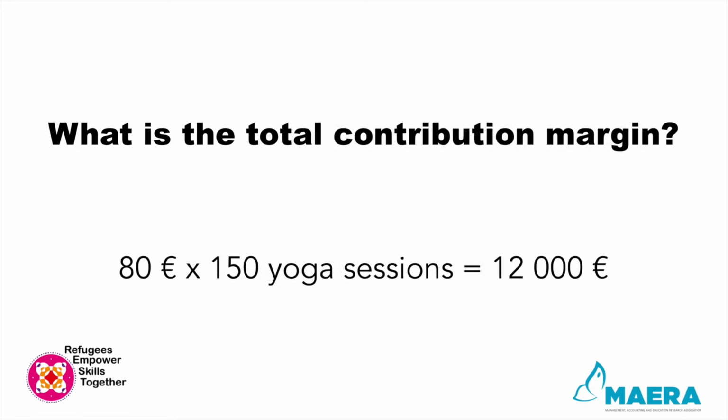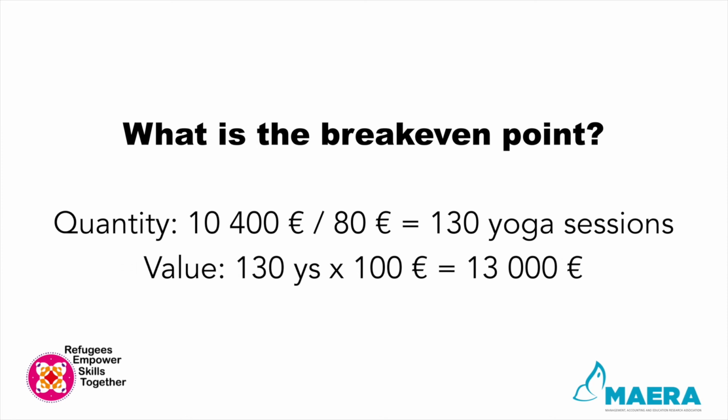And what is the total contribution margin? For answering this question, we only need to multiply the unit contribution margin by the number of estimated yoga sessions. So the total contribution margin is €12,000. And now let's calculate the break-even point.